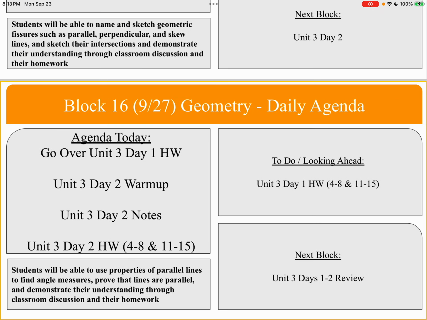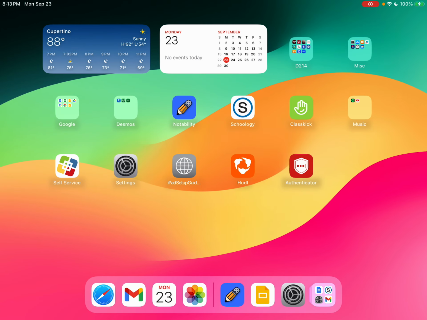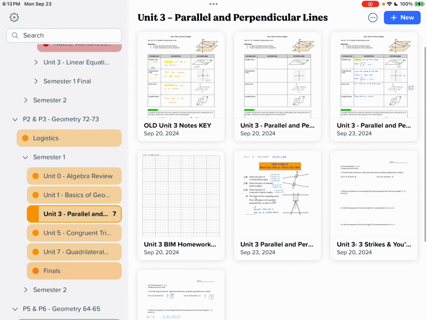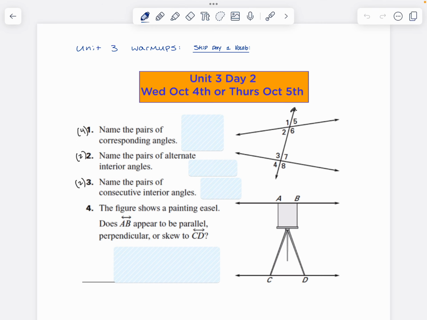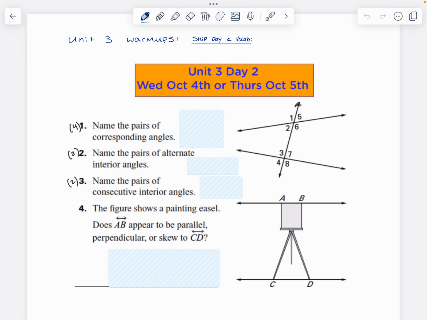Please go ahead and open up ClassKick. We have the Unit 3, Day 2 warm-up. This should be shared with you on ClassKick. If it is not, please send me an email letting me know. Okay. I want you to skip over the first day, which is just vocabulary from before, and I want you to go to the Day 2 warm-up. Please pause this video now and give this a try. Use the notes if you need a refresher.